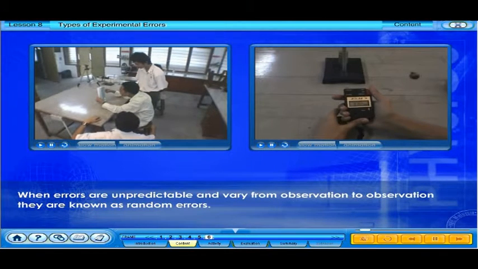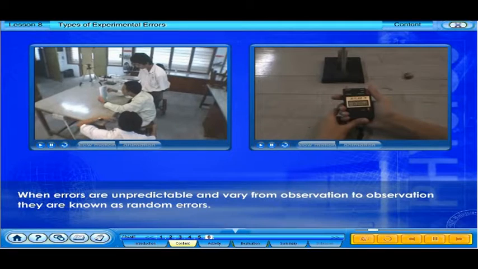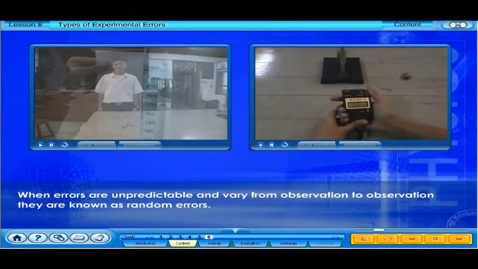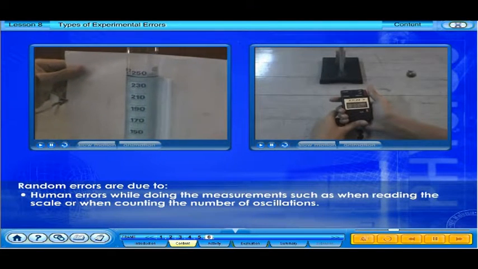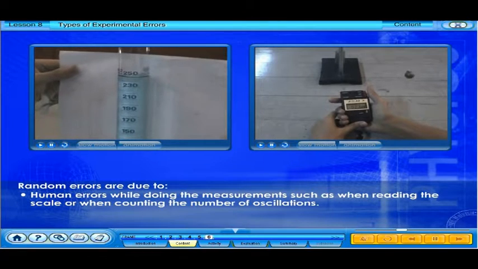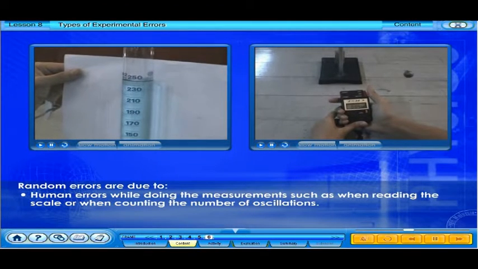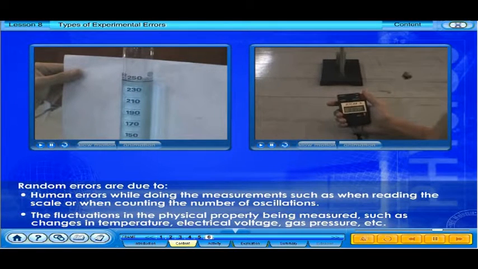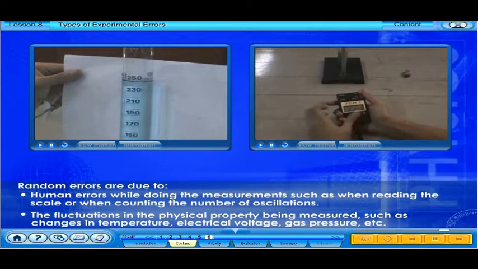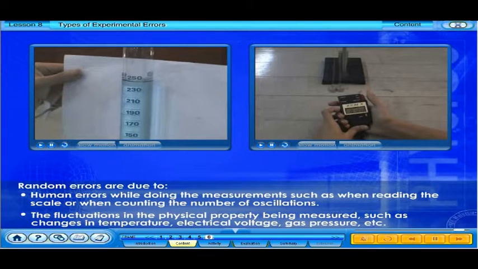When errors are unpredictable and vary from observation to observation, they are known as random errors. Random errors are due to human errors while doing the measurements, such as when reading the scale or when counting the number of oscillations, and the fluctuations in the physical property being measured, such as changes in temperature, electrical voltage, gas pressure, etc. Random errors can be reduced by repeating measurements and finding the average.